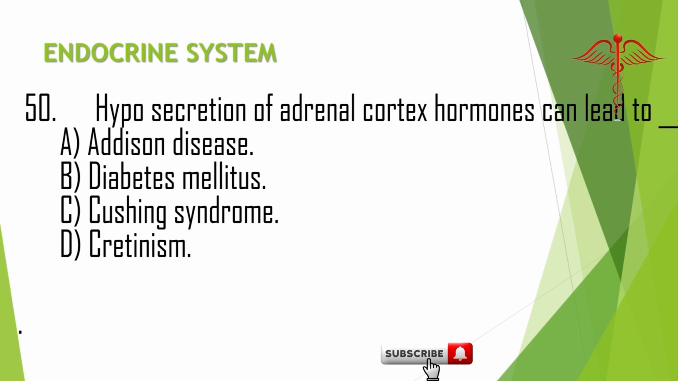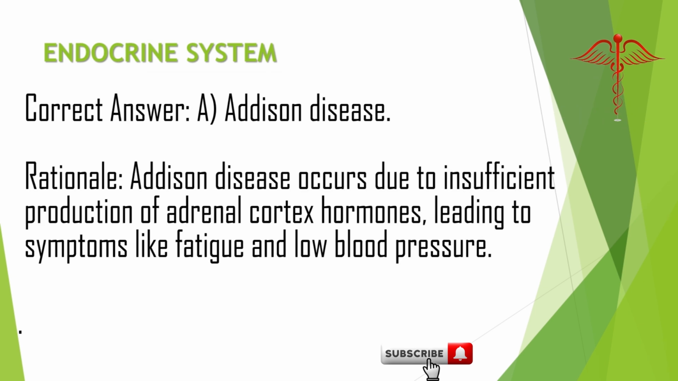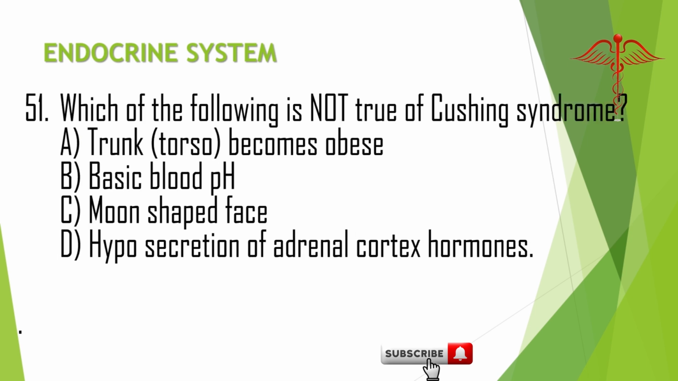50. Hyposecretion of adrenal cortex hormones can lead to A. Addison disease. B. Diabetes mellitus. C. Cushing syndrome. D. Cretinism. Correct answer: A. Addison disease. Rationale: Addison disease occurs due to insufficient production of adrenal cortex hormones, leading to symptoms like fatigue and low blood pressure.